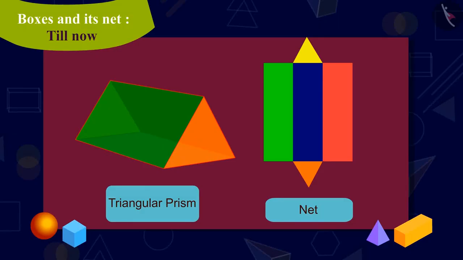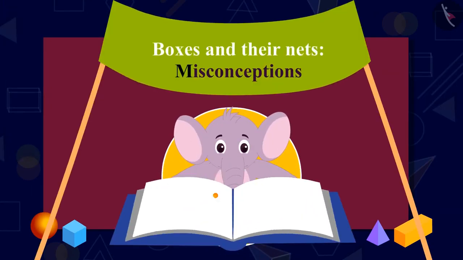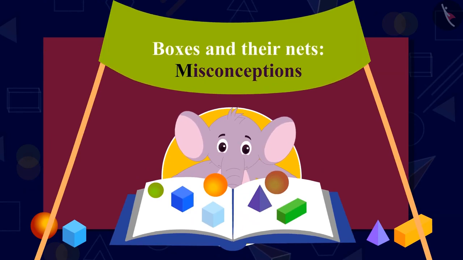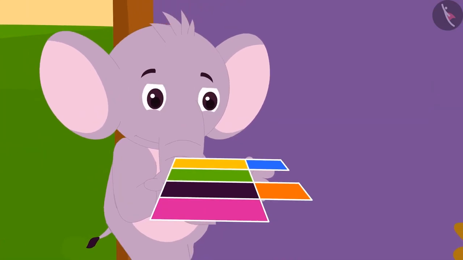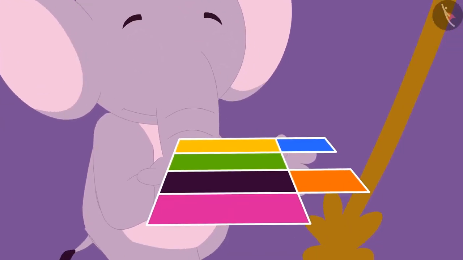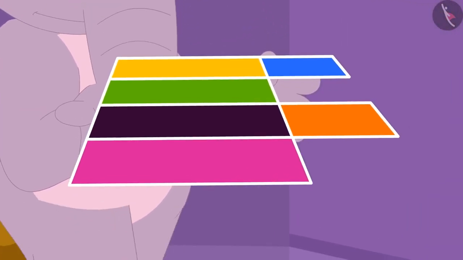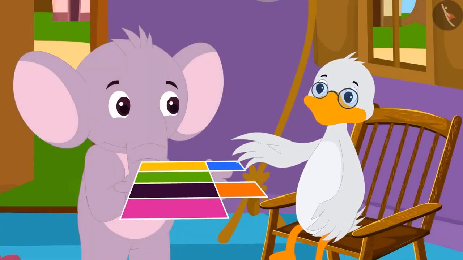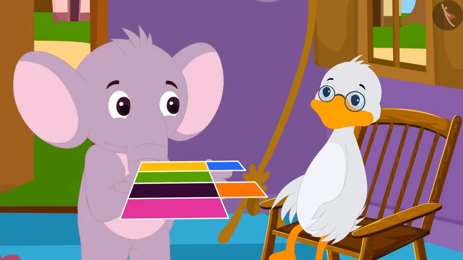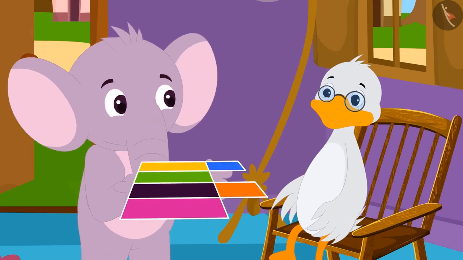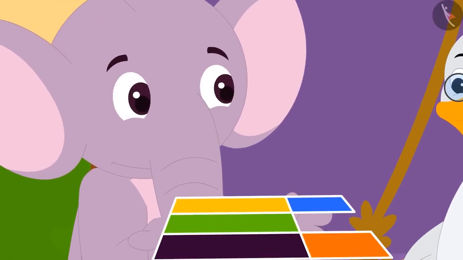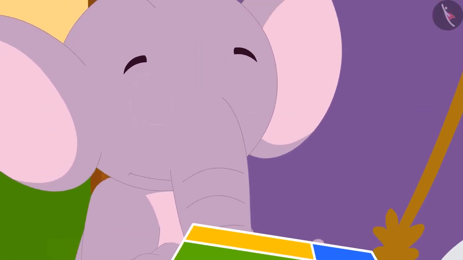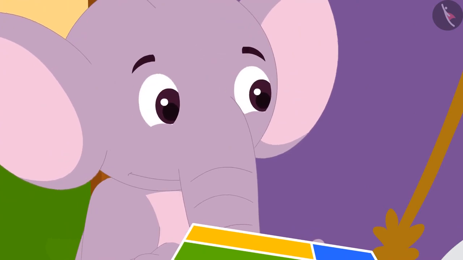Kids, till now we have learned about boxes and their nets. In this video, we will learn about some of the misconceptions related to it. Appu suddenly came to the Babel uncle's house today. A cardboard cutout is also seen in his hand. When the uncle asked him the reason for his sudden visit, Appu told him that he bought cutouts of some cuboid-shaped boxes. But now, despite his efforts, he was not able to make boxes from them.